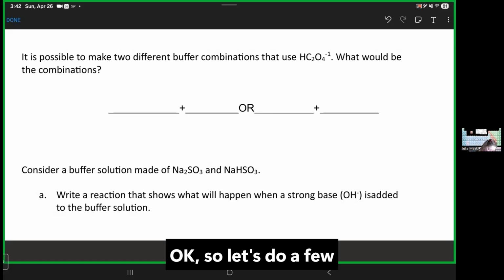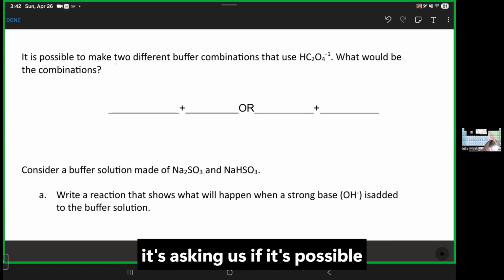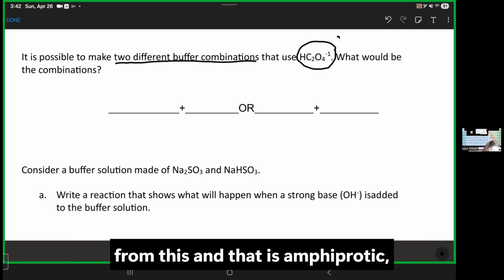Okay, so let's do a few more problems with this. It's asking us if it's possible to make two different buffer combinations from this. And that is amphiprotic, right?